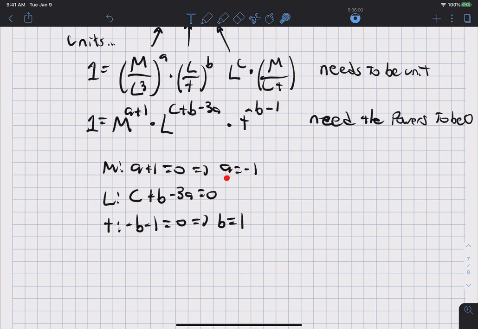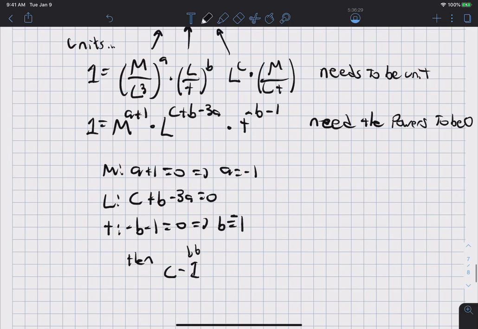So now we know a and b. Now we know a and b, and I'm just going to stick them into the length equation and solve for c. So then, using the length equation, we have c plus b, which is minus 1, minus 3 times minus 1 equals 0. And this implies that c is equal to minus 1. Okay, so in summary, we have a is equal to minus 1, b is equal to minus 1, and c is equal to minus 1.